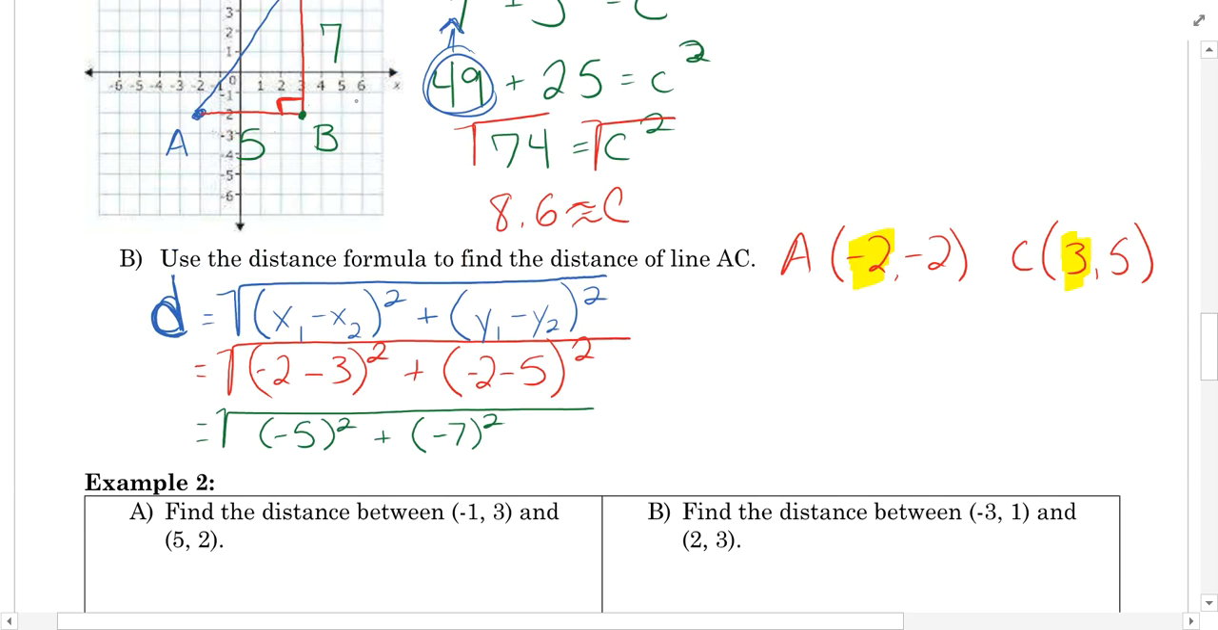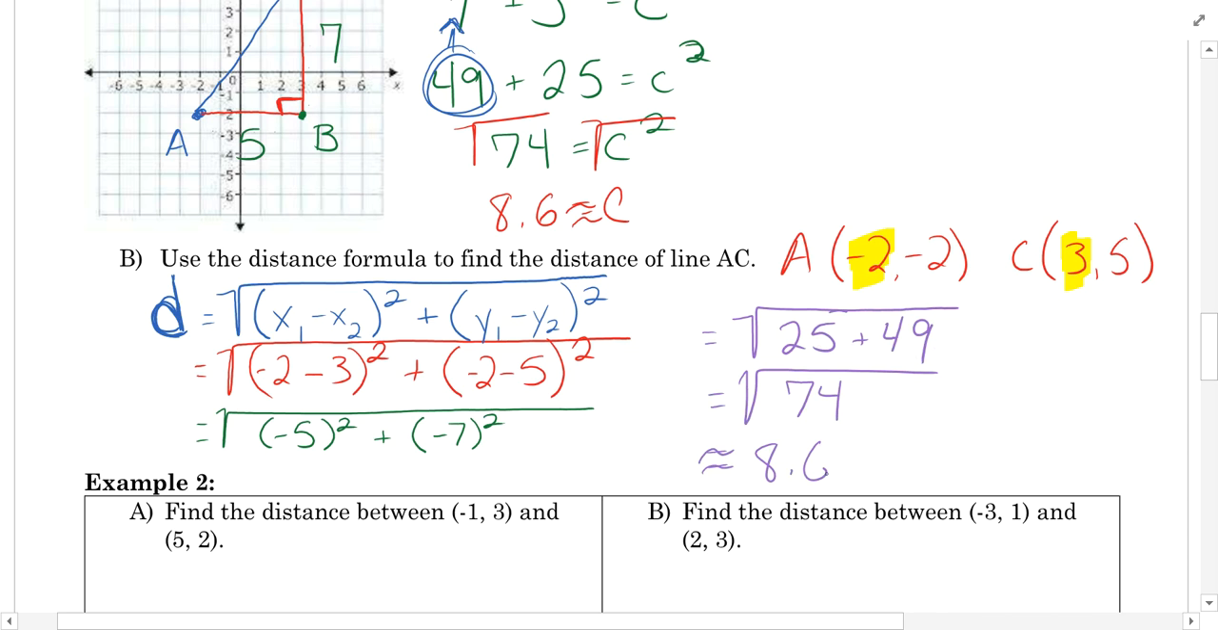And then if I simplify even further, -5 squared is 25. And -7 squared is 49. And you'll notice that our numbers are starting to look familiar. The square root of 25 plus 49 gives me the square root of 74, which then gives me the approximate value of 8.6.